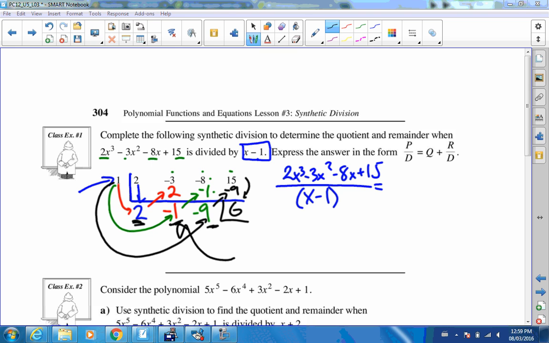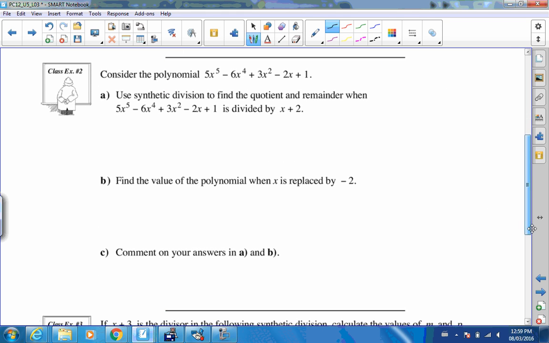Anywho, this is going to be 2x squared minus x minus 9. So that's my quotient. Then my remainder is 6, and it's all over x minus 1. Ta-da! Done.